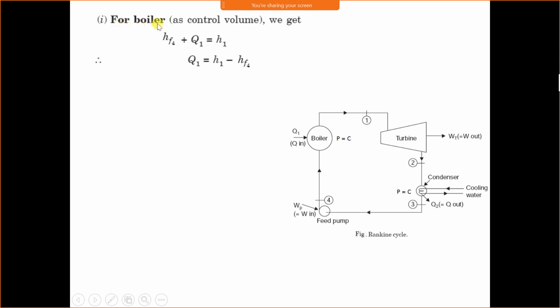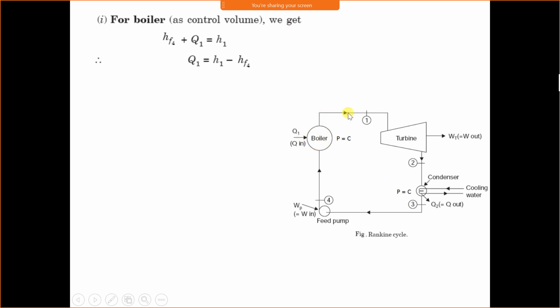Okay, for the boiler, subcooled water enters the boiler at point 4. Here the condition of the water is subcooled. Therefore, for subcooled and saturated water we write hf. Since it is point 4, we write hf4. And heat is added in the boiler.